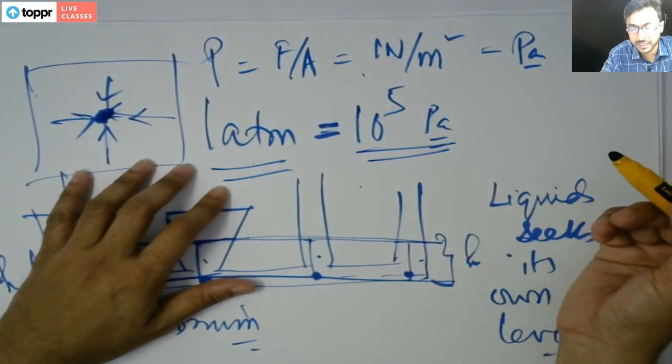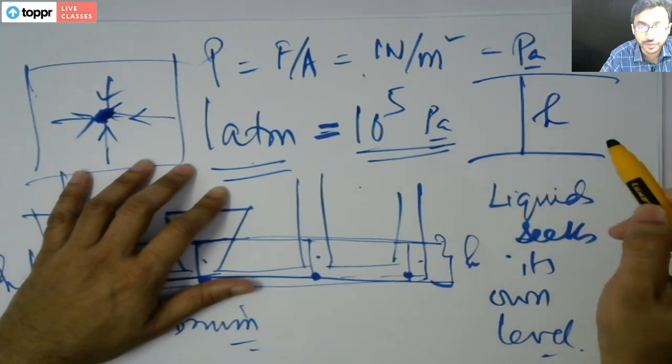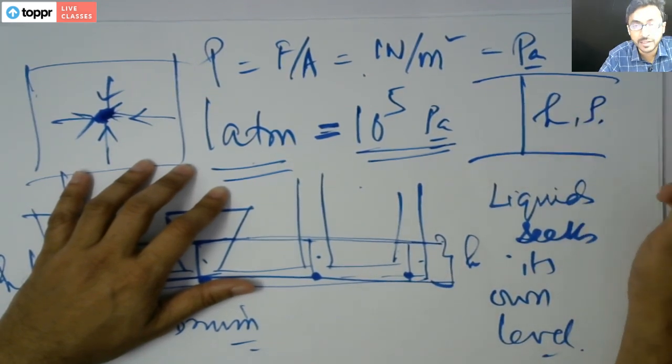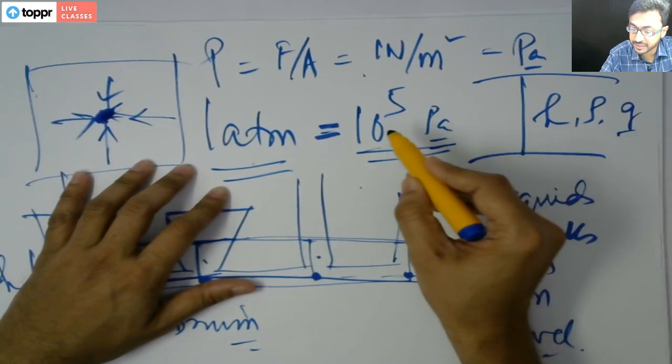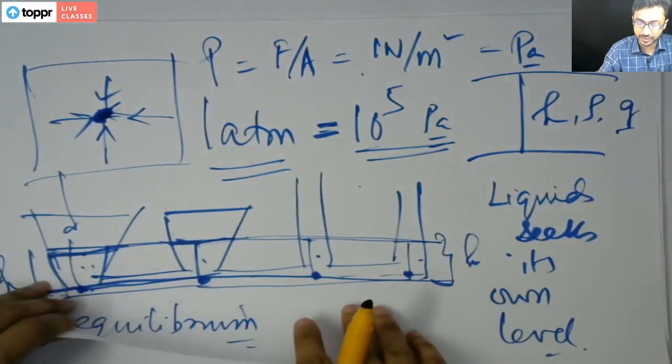It can be calculated if you know the height of the atmosphere, the average density of the air, and the gravity. 1 atmosphere, we measure the atmospheric pressure with it.